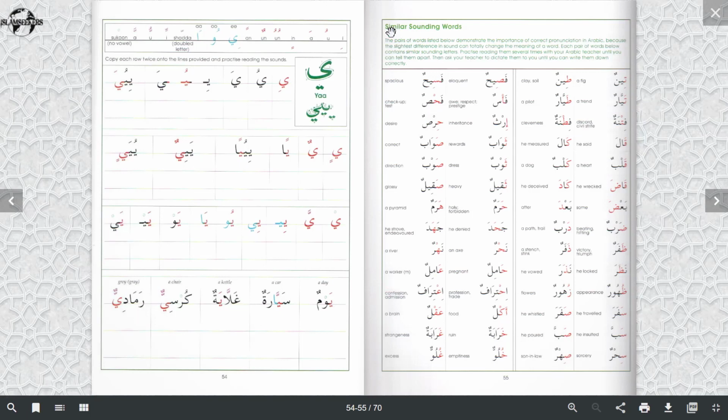Page 55. Similar sounding words. The following pairs of words demonstrate the importance of correct pronunciation in Arabic because the slightest difference in sound can totally change the meaning of a word. Listen carefully to the following.